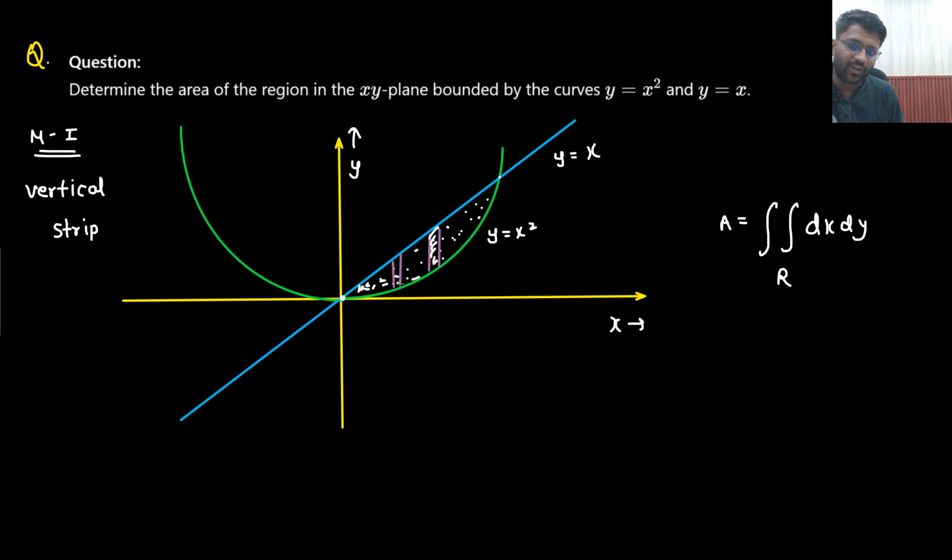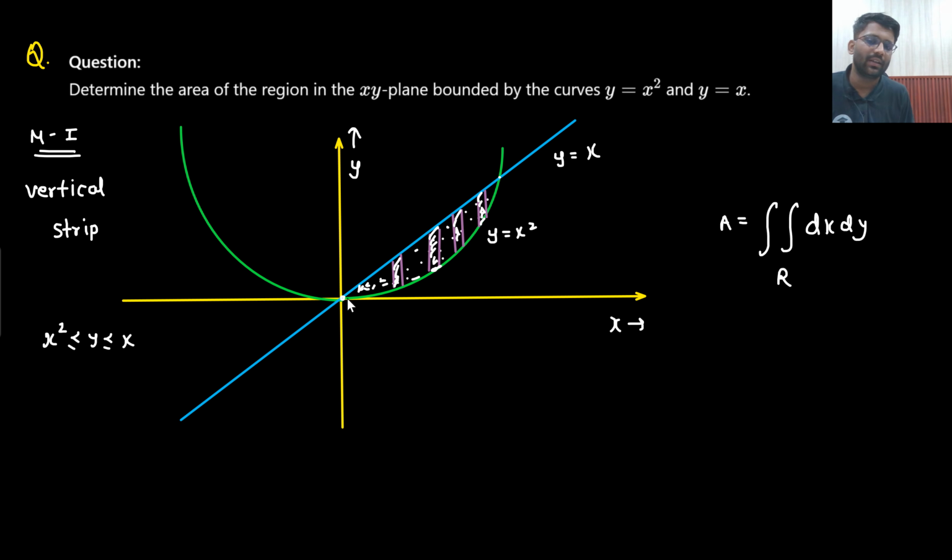No matter wherever you take the strip, if you move the strip, are you encountering the breakpoint or transition point anywhere? No. Everywhere the definition is always going from top to bottom. Y is going from x square to x. This is y equals x square and this is y equals x. So y is always going from x square to x.